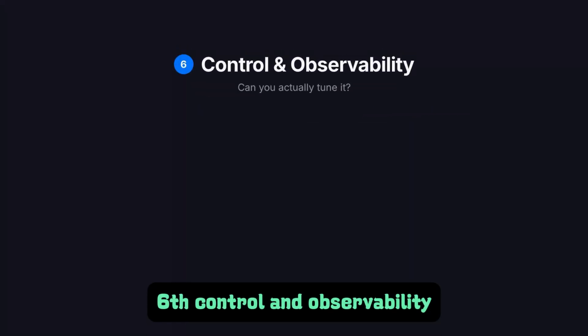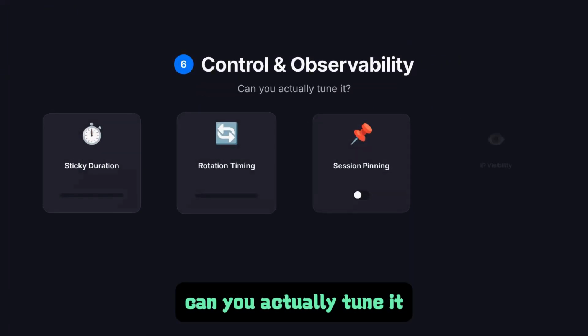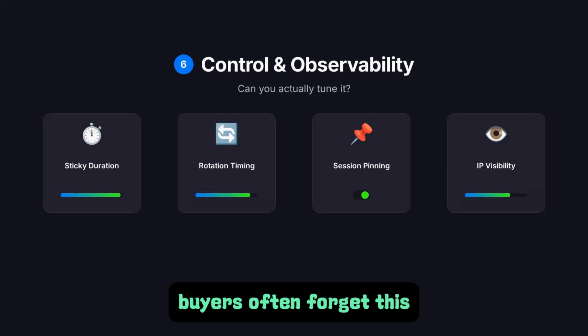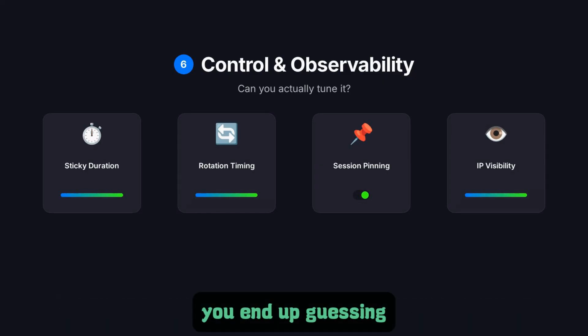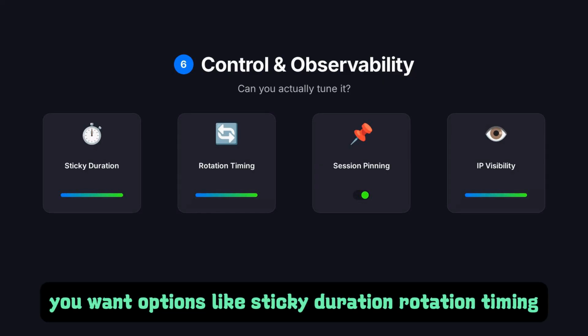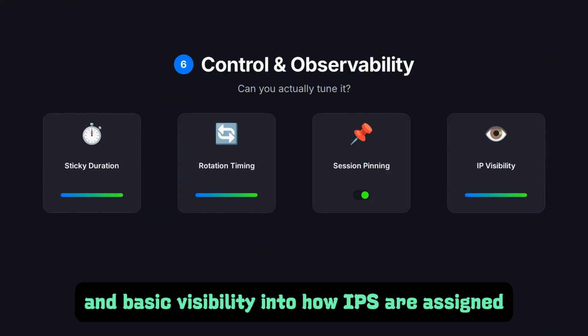Sixth, control and observability. Can you actually tune it? Buyers often forget this. If you can't control rotation or see reuse behavior, you end up guessing. You want options like sticky duration, rotation timing, session pinning, and basic visibility into how IPs are assigned.